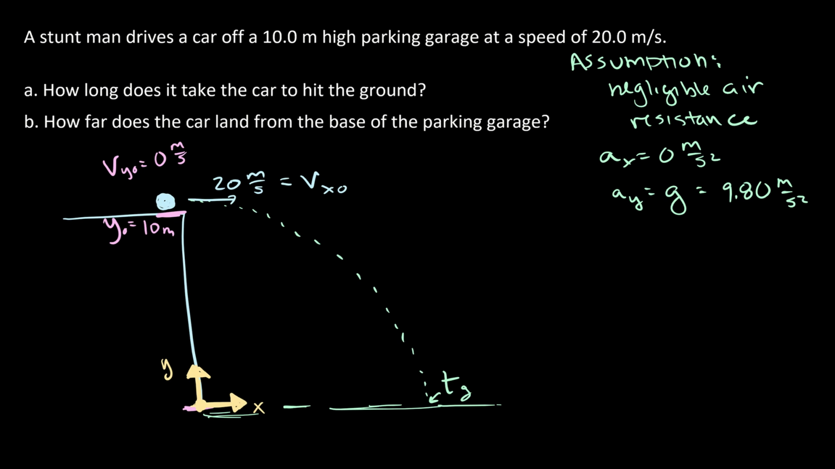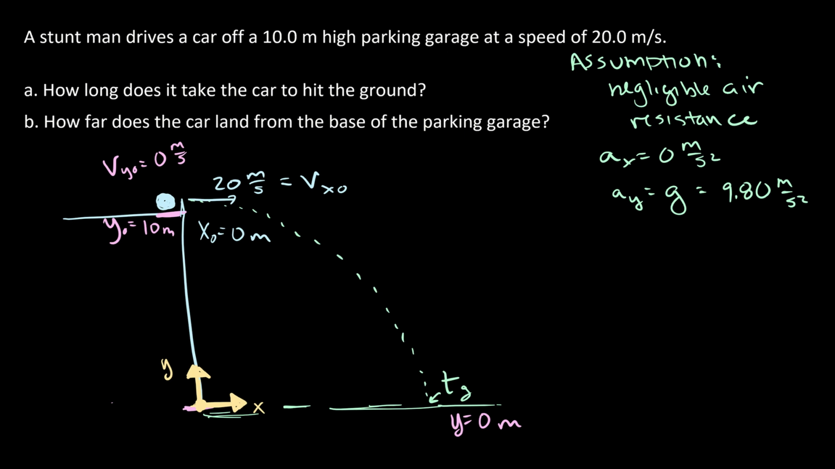I think I've labeled everything that I know. Setting my reference frame here means my y position over here is going to equal 0 meters. I know my initial x position, when it leaves the parking garage, is x naught equals 0 meters, and my x coordinate of that position would be 0. Okay, so I have my picture drawn.